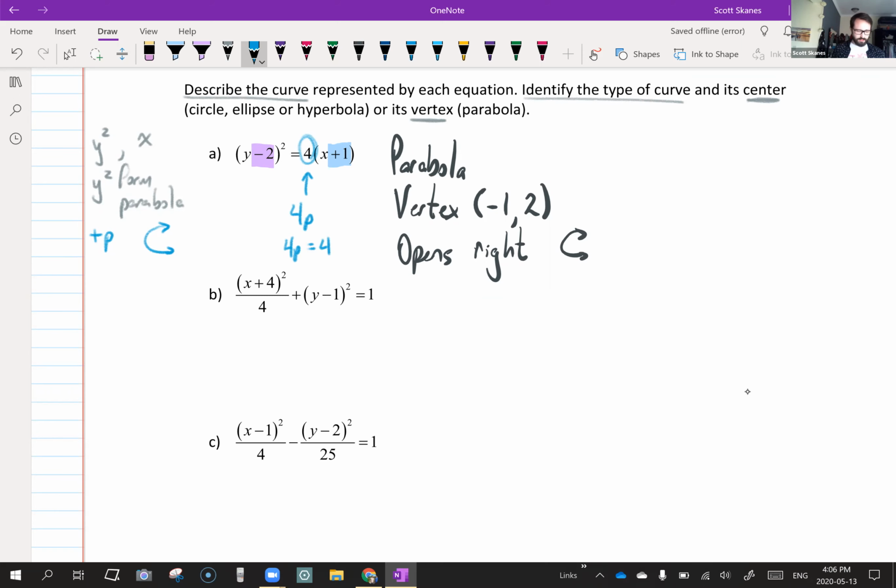For b, so tell me, what kind of shape is this? What kind of conic section? Is it a parabola? Clearly not, because you've got 2 squared values. What does it look like?